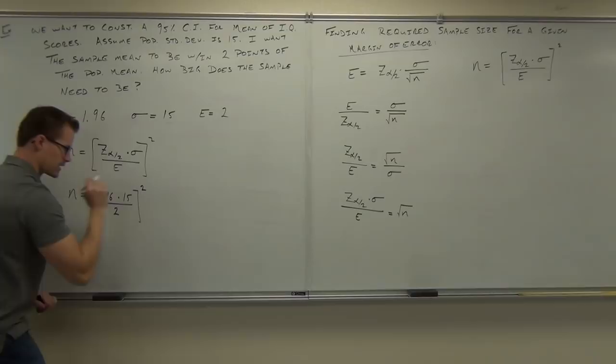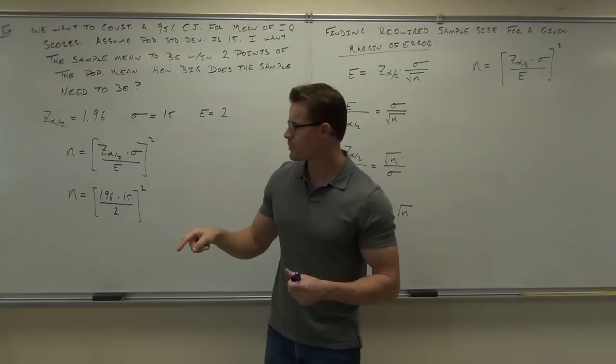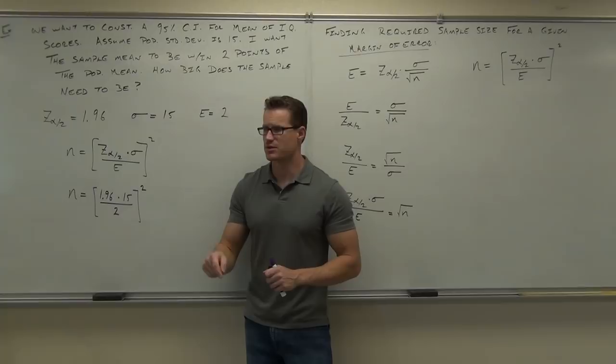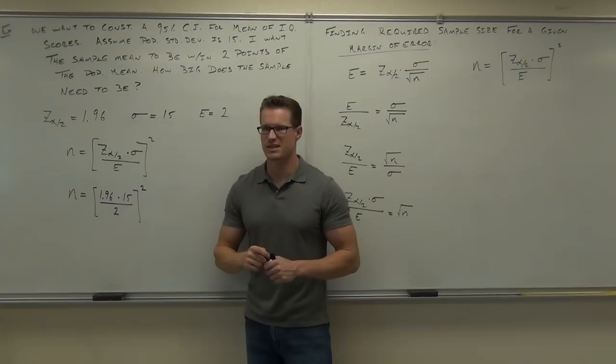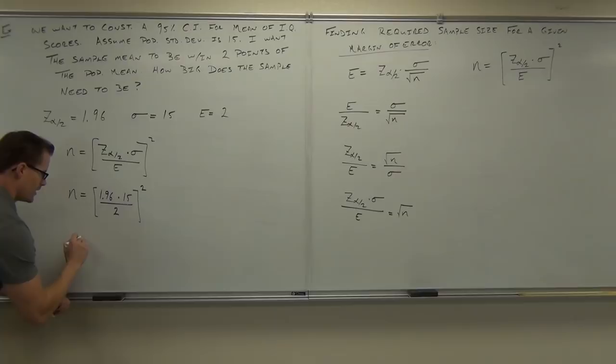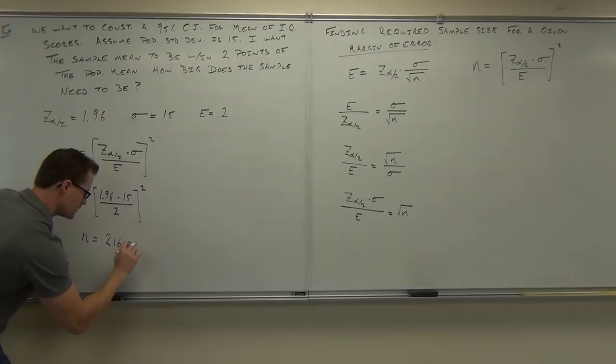So how to do this in one fell swoop without rounding at all? Take 1.96 on your calculator, multiply by 15, press enter, divide by 2, press enter, then square it, press enter, and you'll get, how much do you get exactly? I heard mumbling. What was it again? 216.09. How many were able to find 216.09?